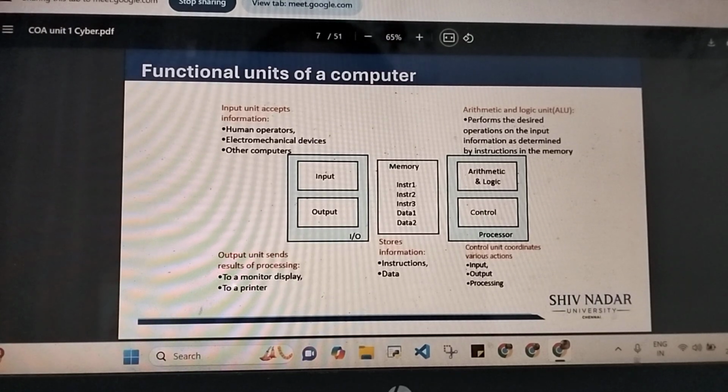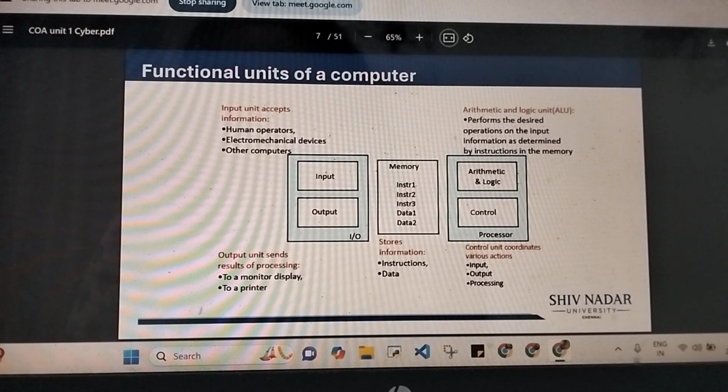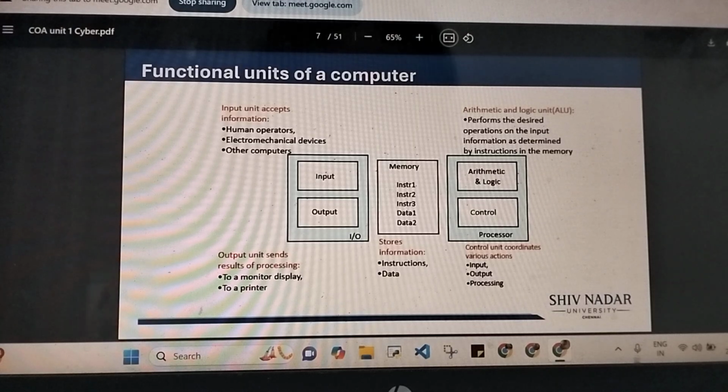So we continue our brief introduction before jumping into the first chapter. The main functional units of a computer. When I say functional units of a computer, what I mean is the parts of the computer divided into categories based on the functions they perform. We have five main functional units: input unit, output unit, memory, ALU and CU.